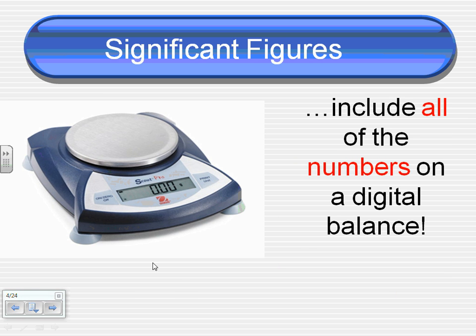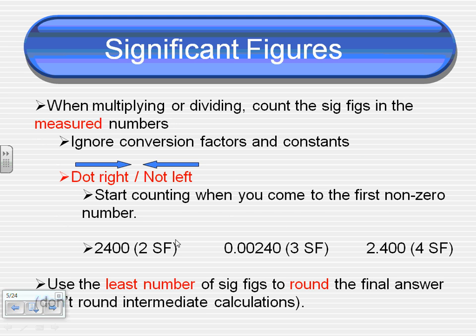All right, when you are using a digital balance, you must include all of the numbers on that digital balance. It is already giving us the significant figures. That last place value is telling us it's estimated. So that's why the hundredth place value on your balance, even if it's going back and forth a little bit, it's just an estimation. All right, so include all of the numbers on your balance.